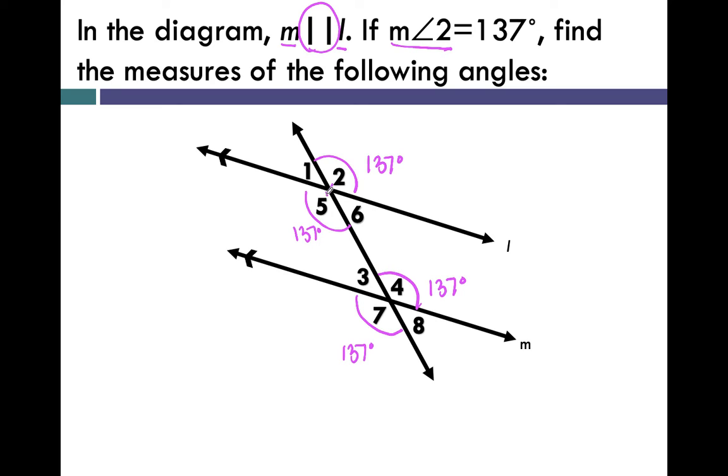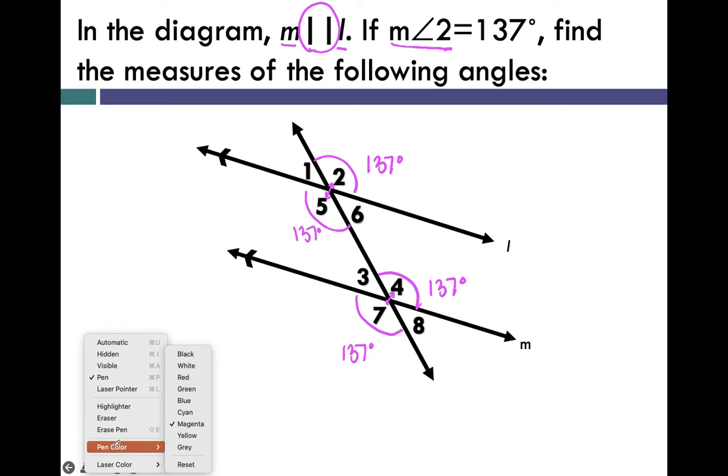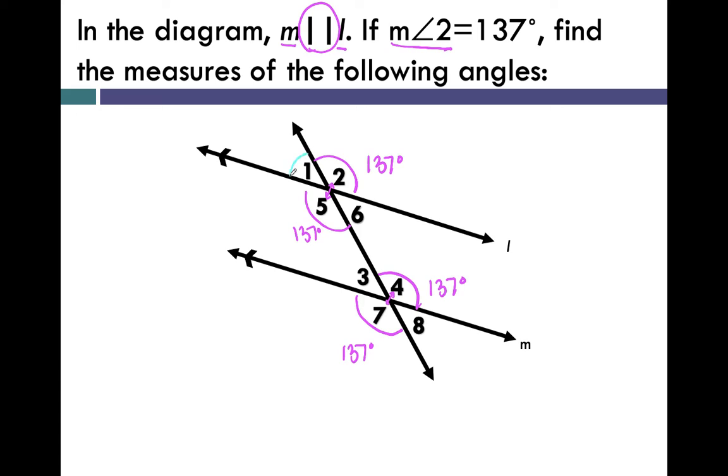Or you could even say 2 and 5 are vertical angles. Same with 4 and 7, which makes them congruent. So now we have 4 of the angles taken care of. How can we find the next set of 4?